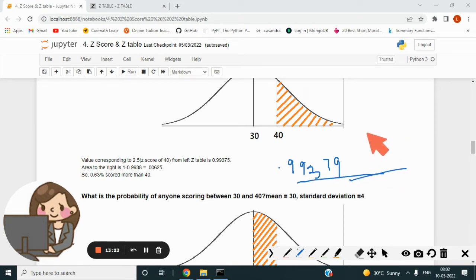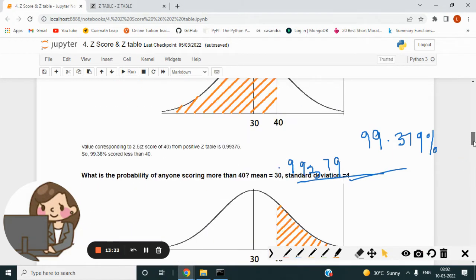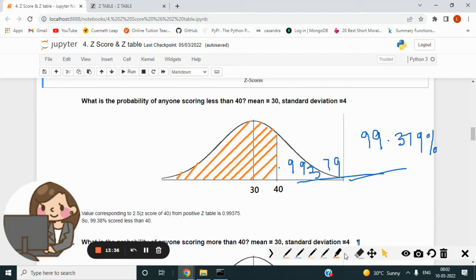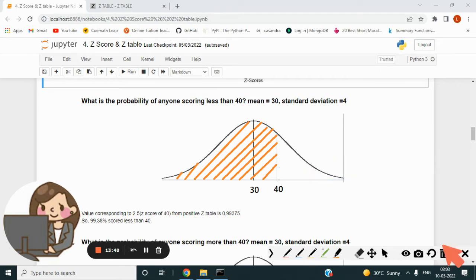So it means that if you multiply by 100, we get 99.379 percentage is below. Okay, that many values are below 40. So I'll just show it over here. Yeah, so 99.379 percentage of values are below 40. See, 99.38 percent scored less than 40. Okay, this is how you find out.